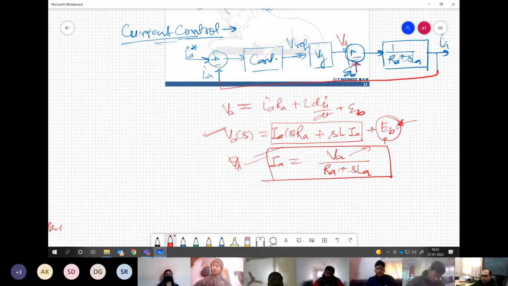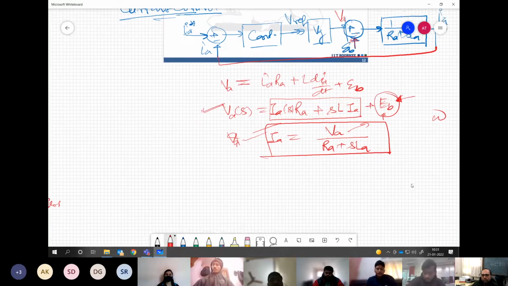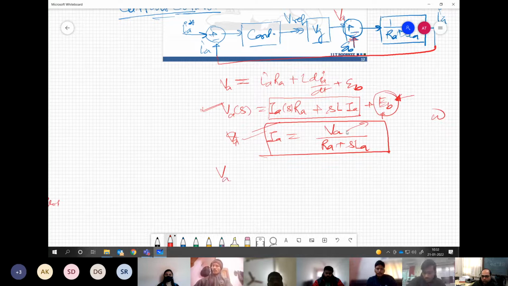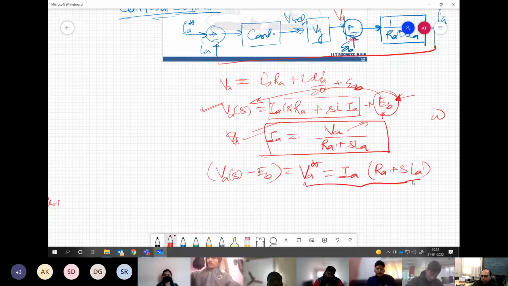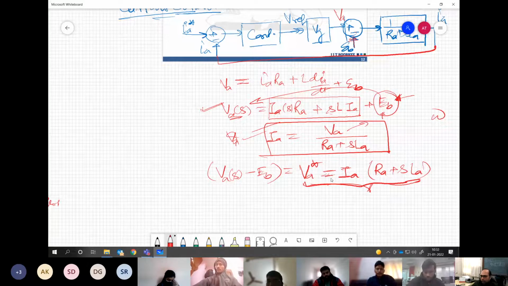And EB is something which our system itself is generating because of the speed. This is back EMF, dependent on speed. So some arrangement we need to do to make this system linear. For example, if you shift this portion to this side and name this as some new voltage, say VA star, then VA star and IA are in linear correlation. You understand the point? VA is not having a linear relationship with IA, but VA star, which is another intermediate voltage or whatever you want to call it, is linear.